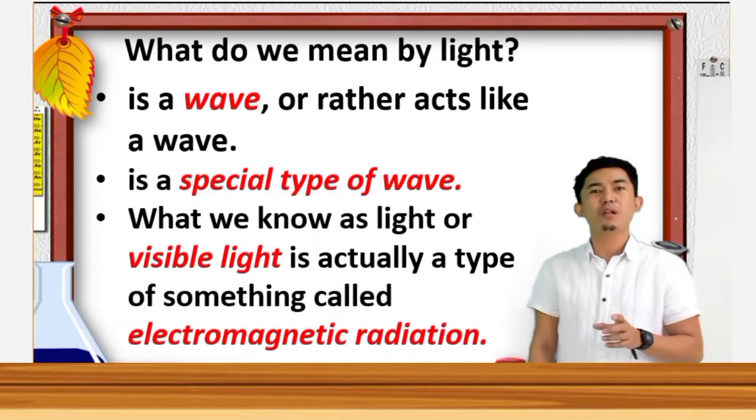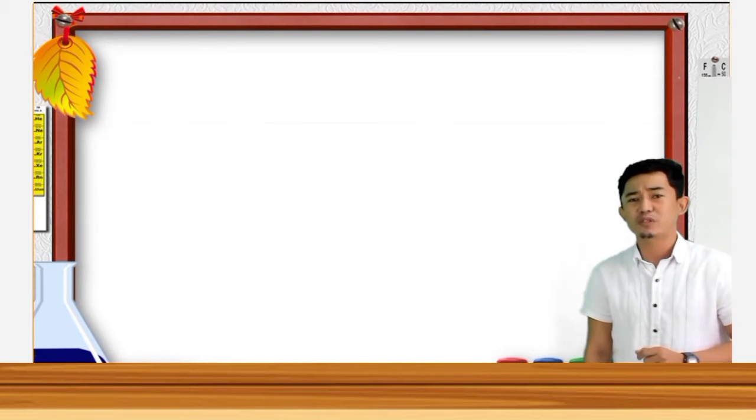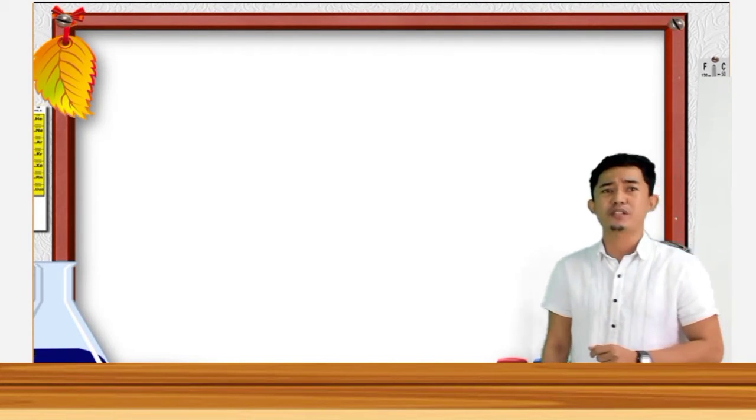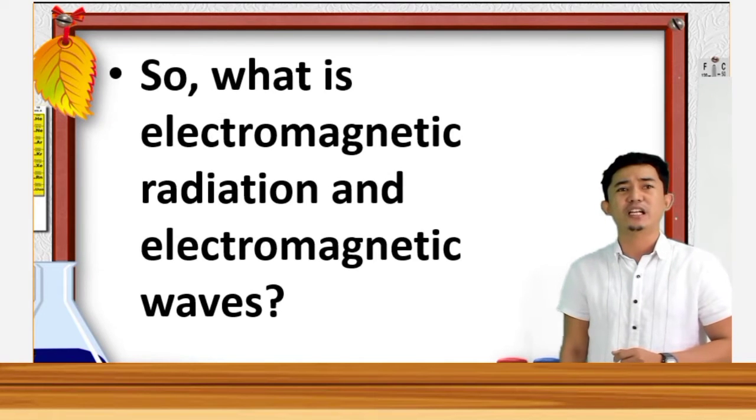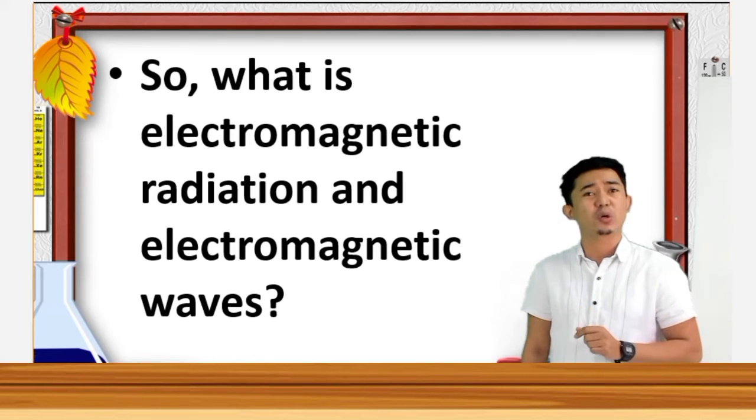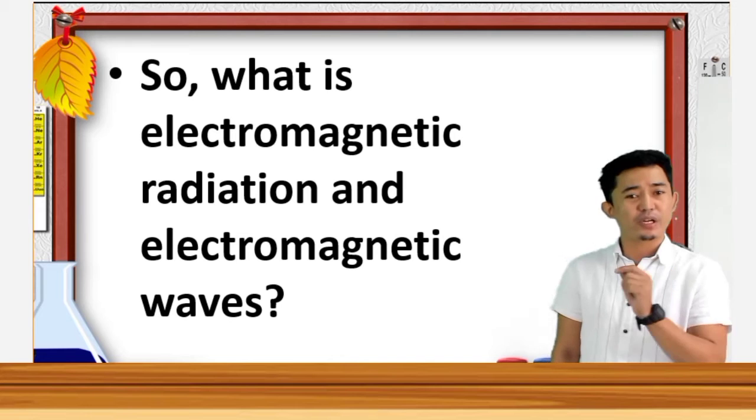And now, we will be defining the meaning of electromagnetic radiation as well as electromagnetic waves. Let us define first the meaning of electromagnetic radiation. So the question here is, what is electromagnetic radiation and what are electromagnetic waves? So do not forget this question.